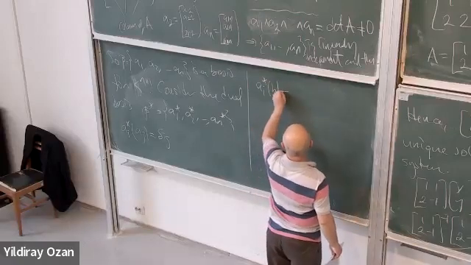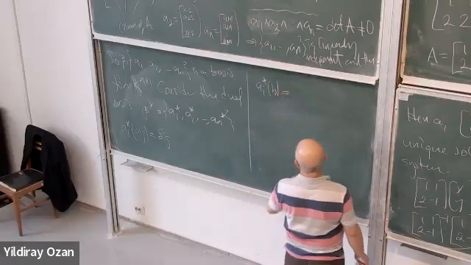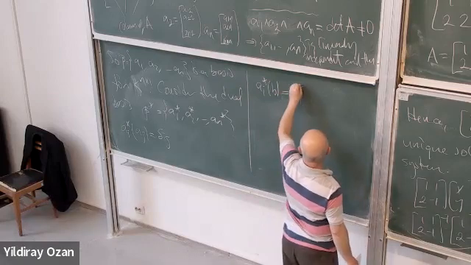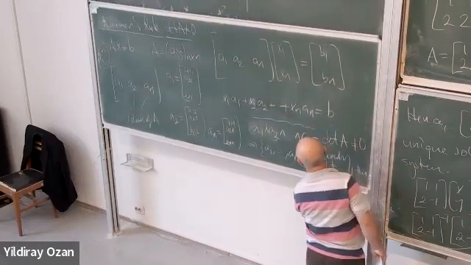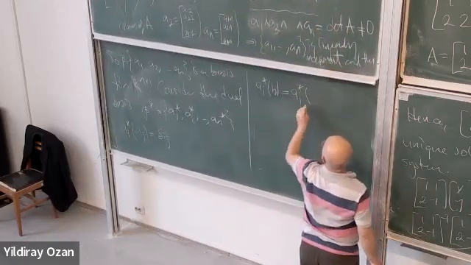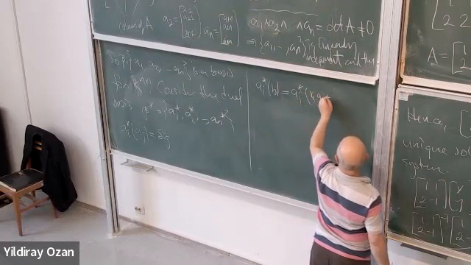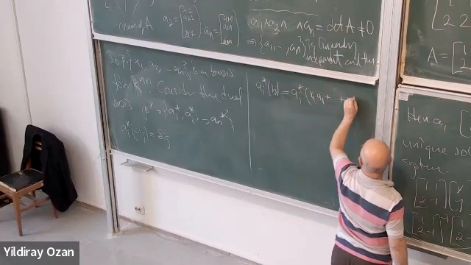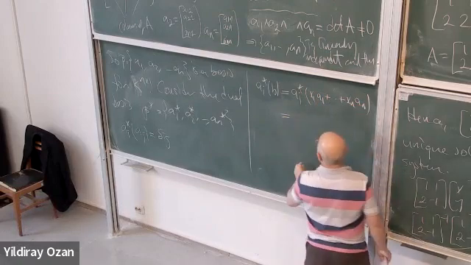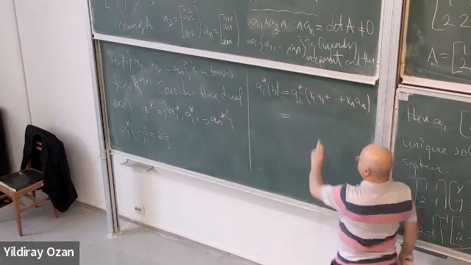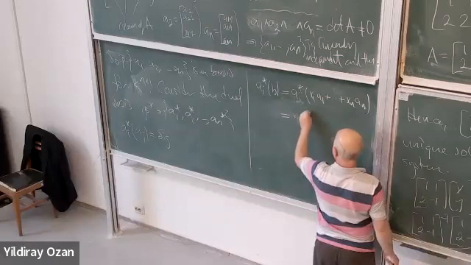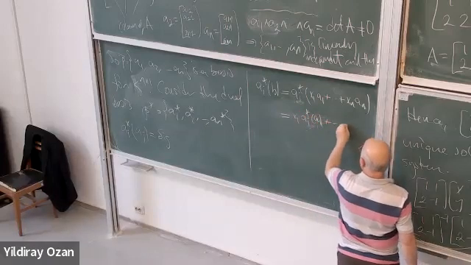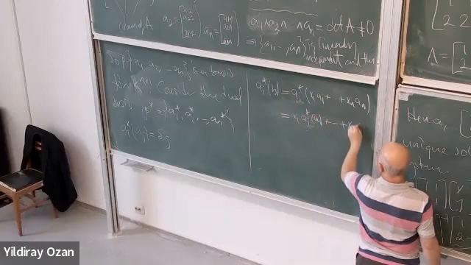Let me apply this to B. We get what? B is just a_i star applied to B, right here. B is this vector, so it is just x1 a1 up to xn an. These are scalars, they go out. So this is x1 times a_i star applied to a1 up to xn a_i star applied to an.